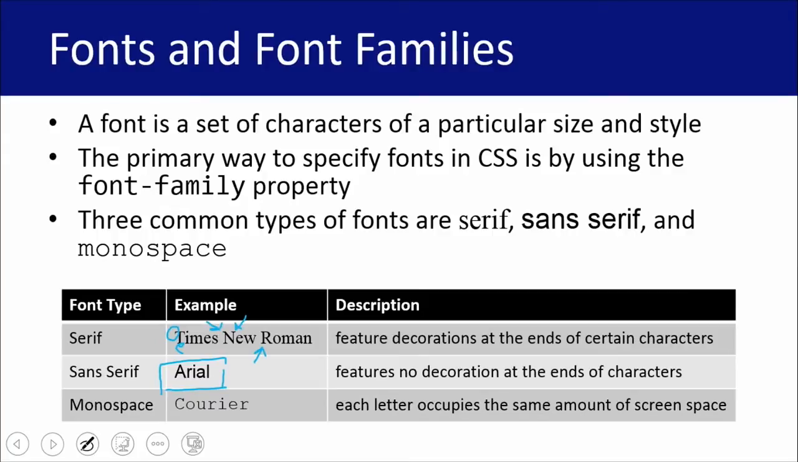And then finally you have monospace. An example is Courier. We're also using another one, Consolas, which is in WebMatrix. You'll see it featured throughout our presentations, right? But each of these letters occupies the same amount of space. So it doesn't matter if it's a capital R or a lowercase I, they possess the same width, right? They occupy the same amount of screen space.